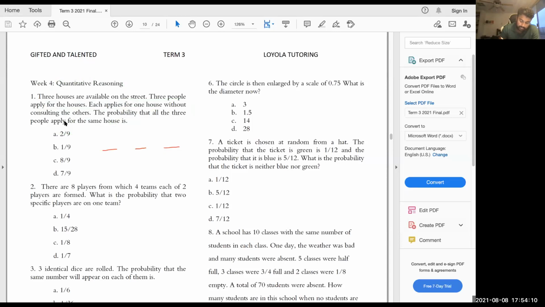What's the probability of? So the first person applying for house A is 1 out of 3. The second person applying for the first house is 1 out of 3. And the third person applying for the first house is 1 out of 3. So you multiply all of them, and then you get 1 out of 27, I think, should be. That's what I did, but it was wrong. Can I double check with you guys?